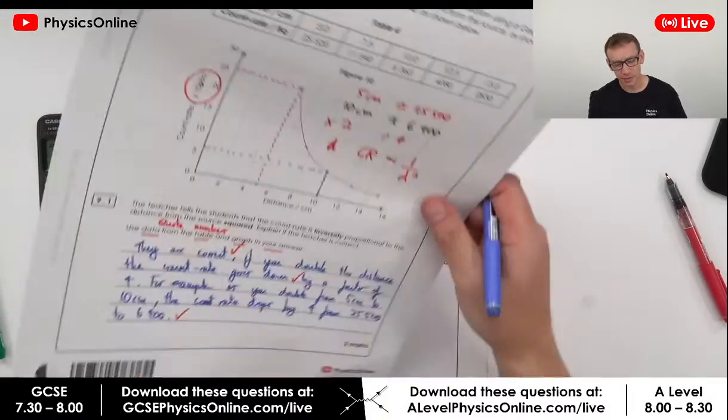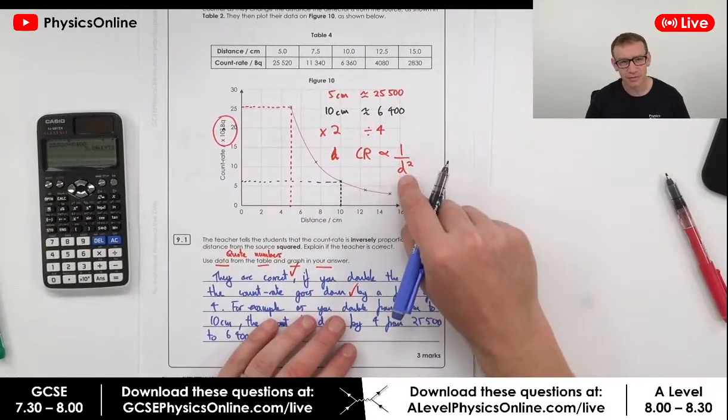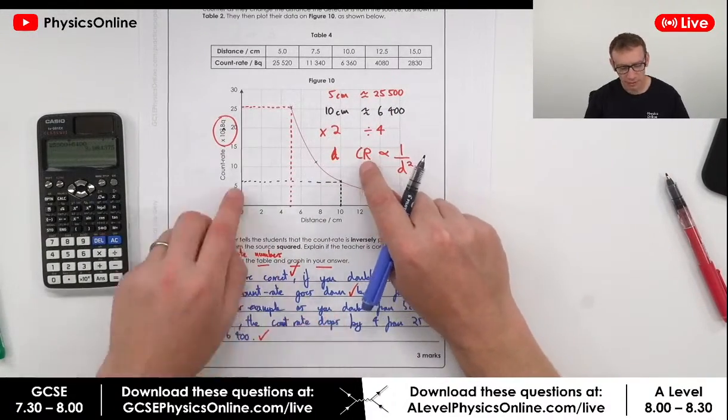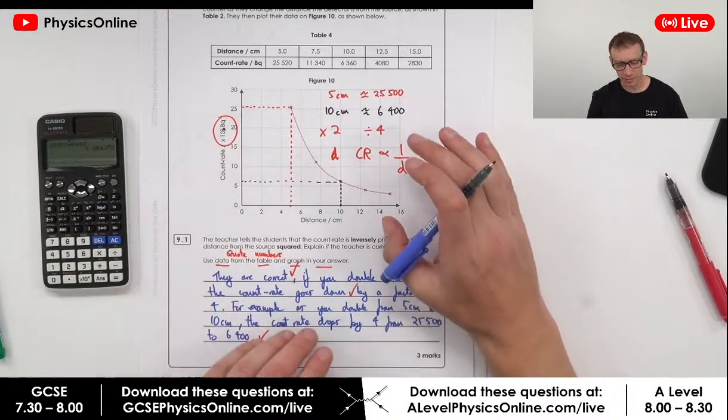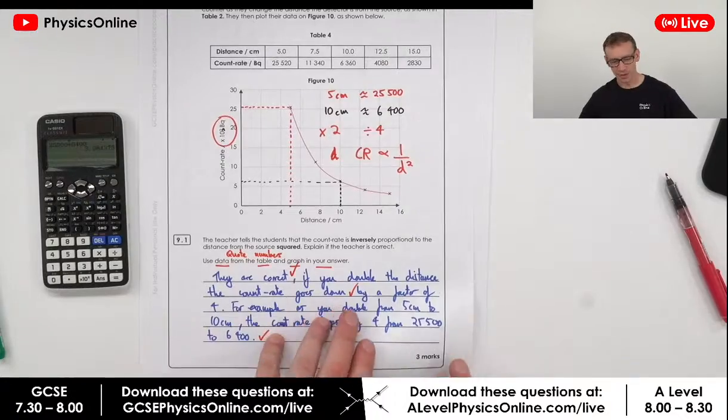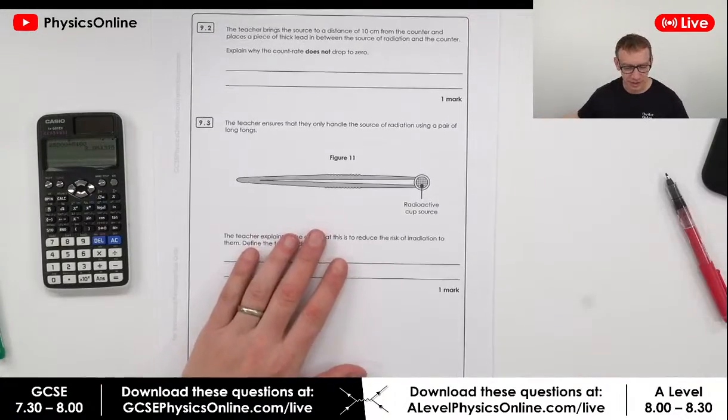This question, though, was a little bit more tricky because it wasn't just inversely proportional. The count rate was inversely proportional to D squared. So that one was a little bit more tricky. Okay, let's go on to another question.